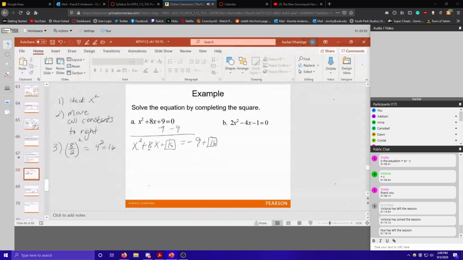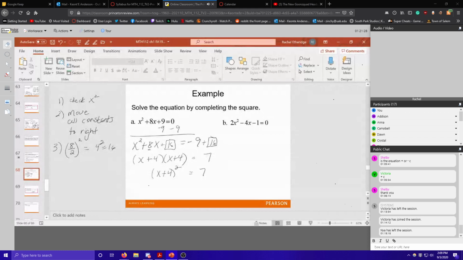Now I can factor this into x plus 4, x plus 4, because I can multiply to get 16 and add to get 8. And then on the right, that's going to give me 7. Now I can write my binomial squared. Now this ought to look familiar because now I have a perfect square on the left. I can take the square root of both sides and solve.